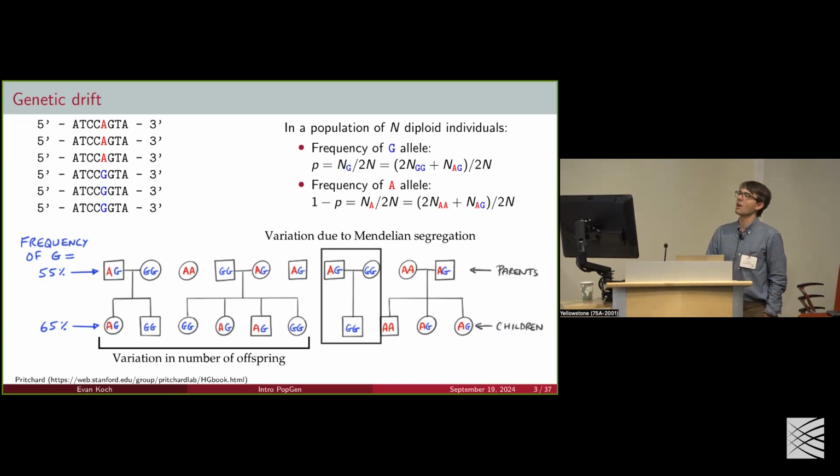And given that, we can simply follow Mendelian segregation, this is an inherently random process, to choose genotypes in the next generation. And so this combination of variation in the number of offspring that parents are going to have, as well as the inherent variation due to Mendelian segregation, are going to mean that the frequency of that G allele is not exactly the same in this next generation as it was in the previous. And this is really what we mean by genetic drift, that there are these inherent factors of Mendelian segregation and breeding structure of populations that lead to variation in allele frequencies over time.